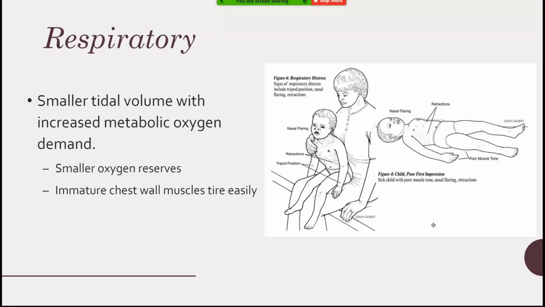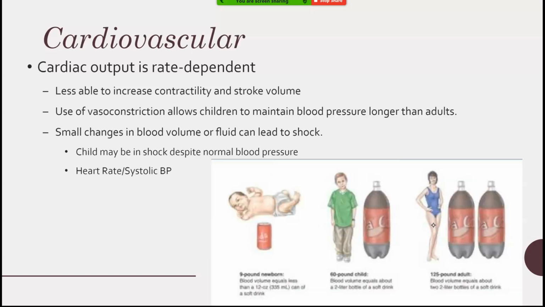And kids don't necessarily tripod, right? A lot of times kids will lean back because when they lean back, it opens up their chest more. But again, you have to remember that all of their muscles are underdeveloped. They don't lift, bro. So they are not exactly going to be able to sustain a respiratory distress state for an extended period of time.